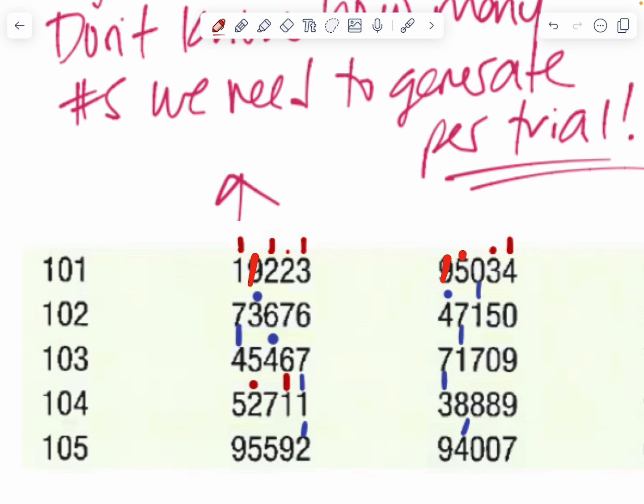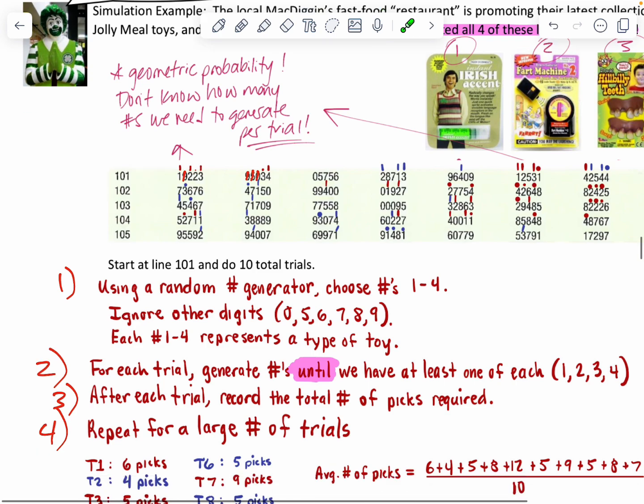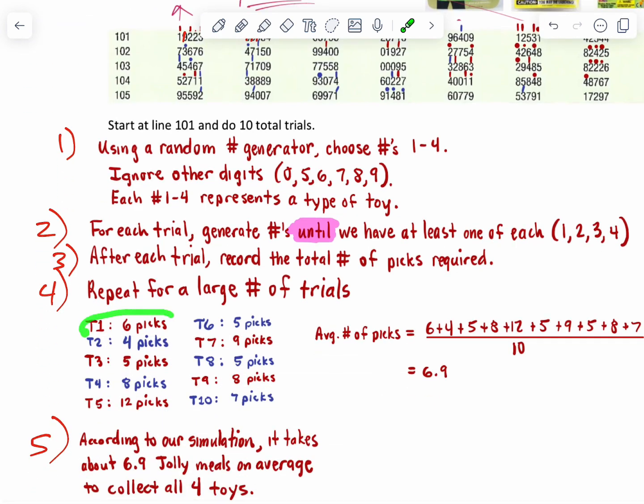I'm going to ignore number 5. I'm going to ignore 0. I got a number 3 again. And then finally, I got the 4th toy. So how many meals did I have to buy? 1, 2, 3, 4, 5, 6. I needed to buy 6 meals in order to get all 4 toys.